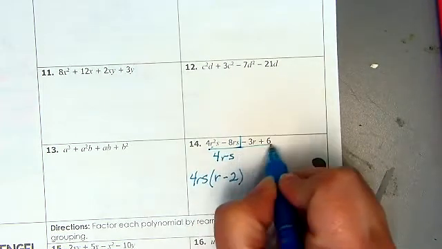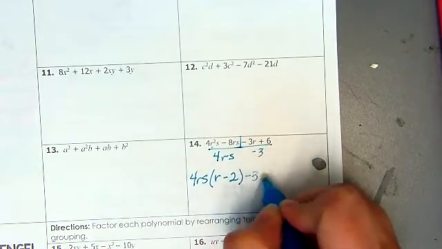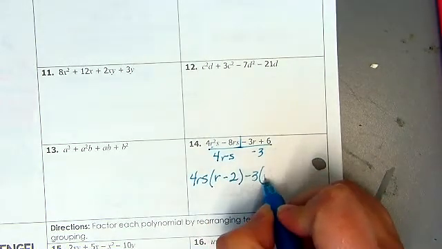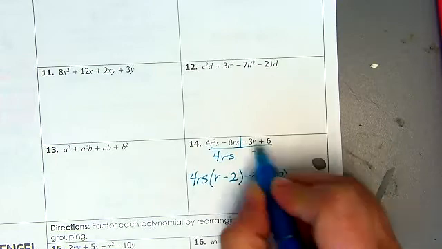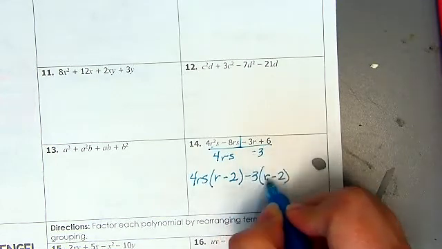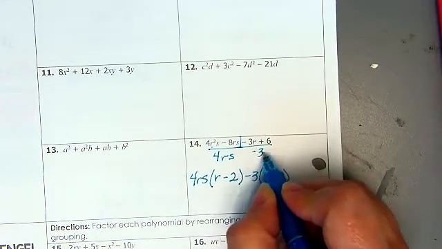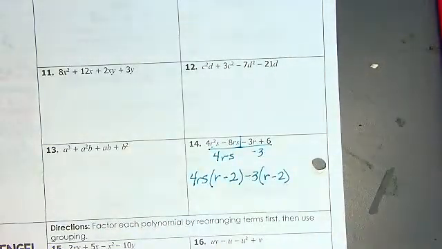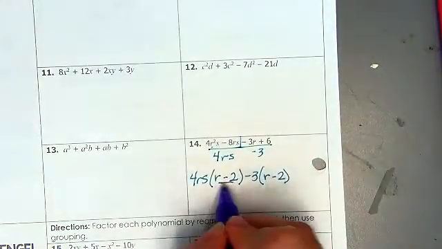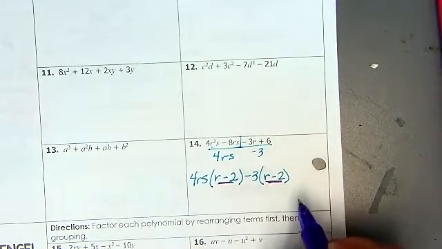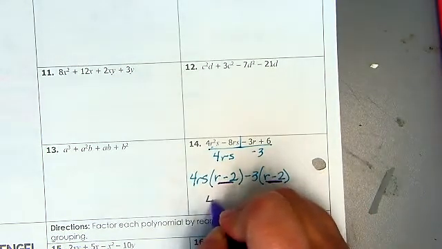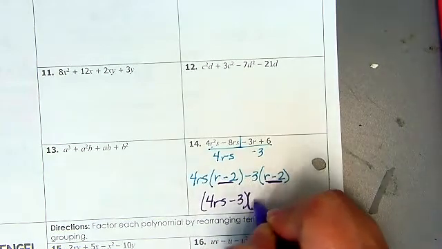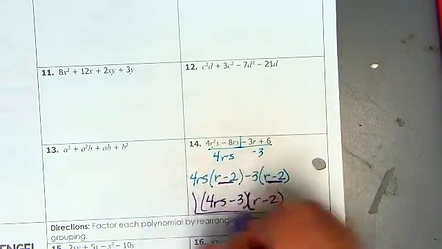And then over here, I'm going to factor out a -3. So I have minus 3, open parentheses, R minus 2, because -3R divided by -3 is R, and 6 divided by -3 is -2. And we end up having the same thing in the parentheses. So I'm going to have 4RS minus 3 times R minus 2 as my final answer.